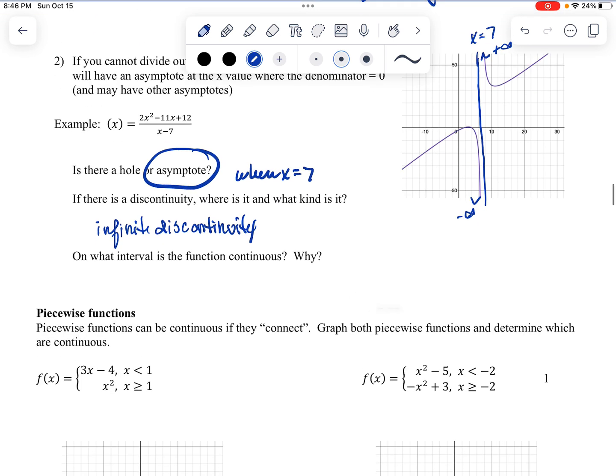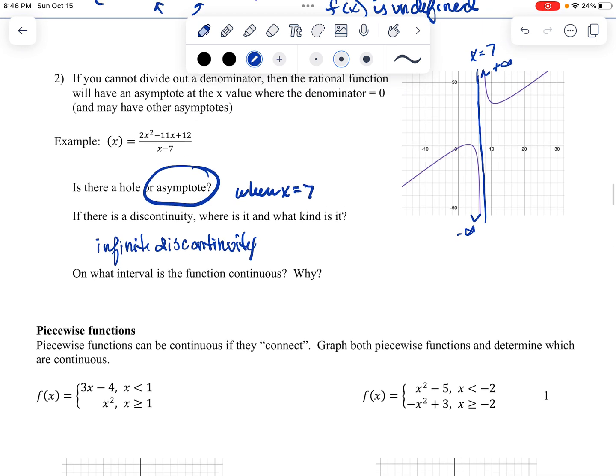And then on what interval is my function continuous? Well, again, negative infinity to 7 and 7 to infinity. It is not continuous at 7. We use the parentheses because f of x is undefined at x equals 7.